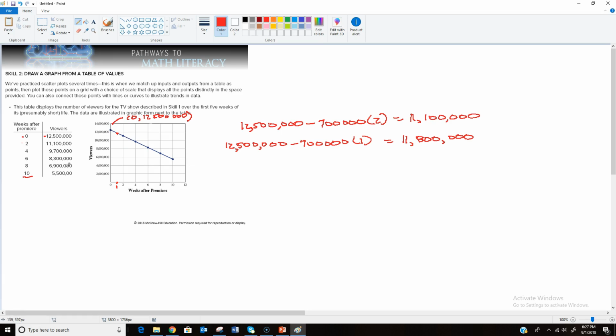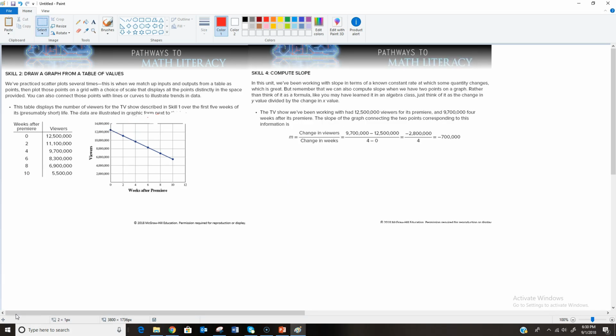So this continues that pattern all the way down for 10 weeks, marking every 2 weeks. So on this next skill, I'm actually going to skip skill 3 and we'll come back to it because skills 4 and 5 use this graph, and so I think it'll be easier to do those now. So we're going to look at computing slope.